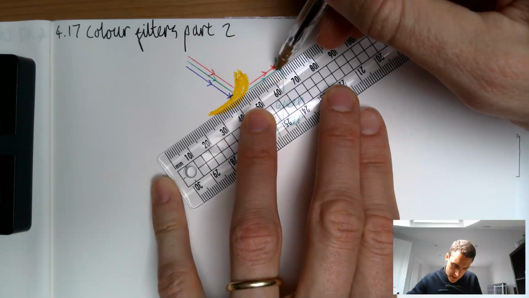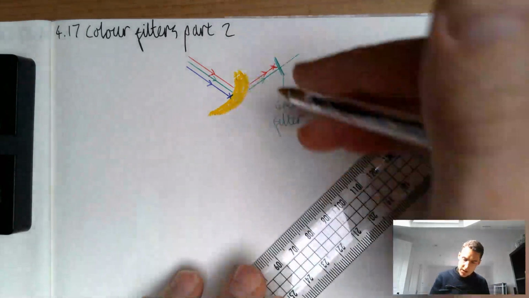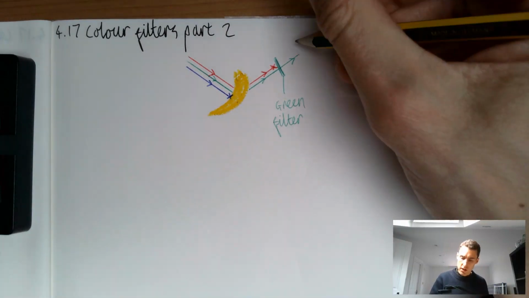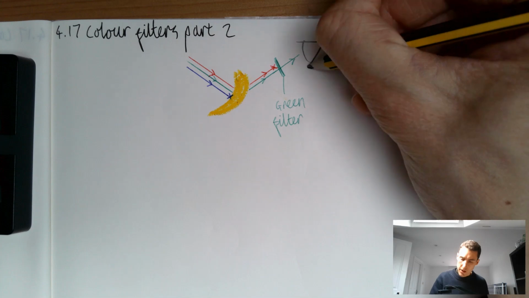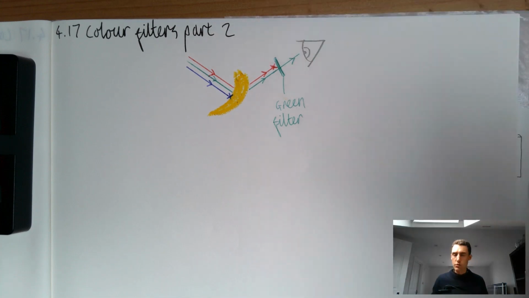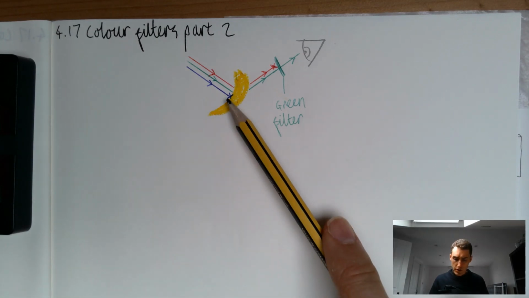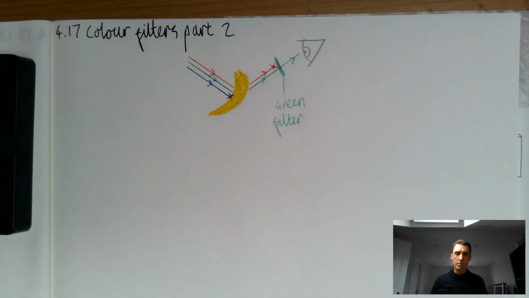So if you're to ask then, what colour does a yellow banana appear when viewed through a green filter? Well, it appears to be green because the only light that's reaching the eye is the green light. The blue light was absorbed by the banana and the red light was absorbed by the green filter.